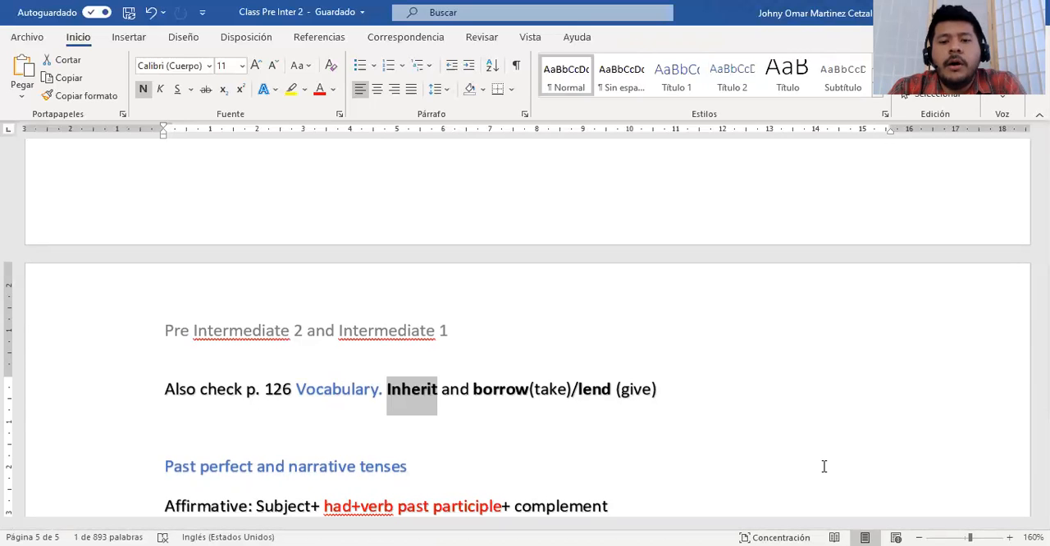Now, in the case of borrow and lend, if you are not from Merida, this is easy for you. Borrow is tomar prestado and lend is prestar or dar prestado, okay? If you are from Yucatan or Merida, sometimes we don't use it correctly. So the meaning of borrow is when you receive something. Let's say this cell phone is from my friend. So I tell my friend, can I borrow your cell phone? It means, can I take your cell phone? Oh, yes, you can take it. You can borrow the cell phone.